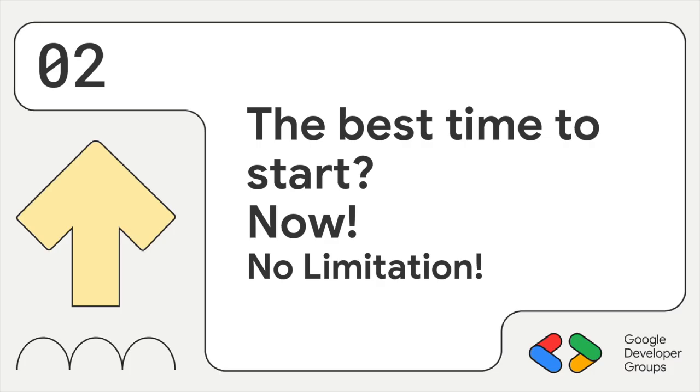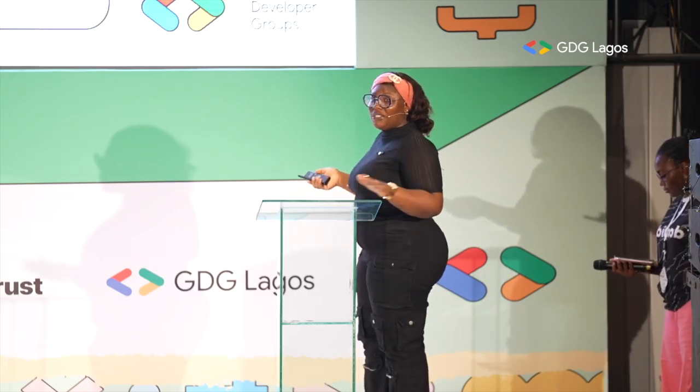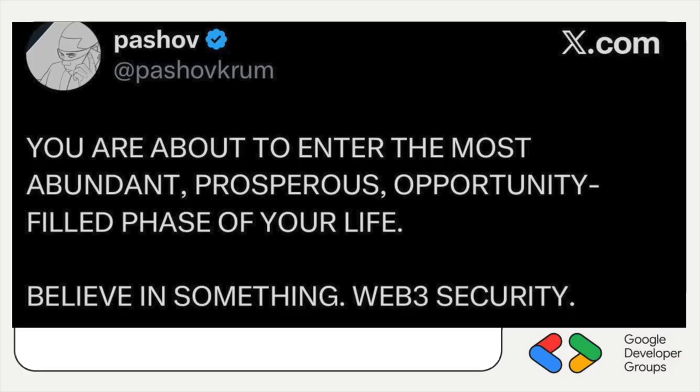If you are wondering what the best time is, the best time to start is now. There is no limitation. My mentor started at 37 and is doing very, very well now. There's no age limit. Nobody will say, what's your age, you are old, you are this. No. He started at 37, he's 39 now.